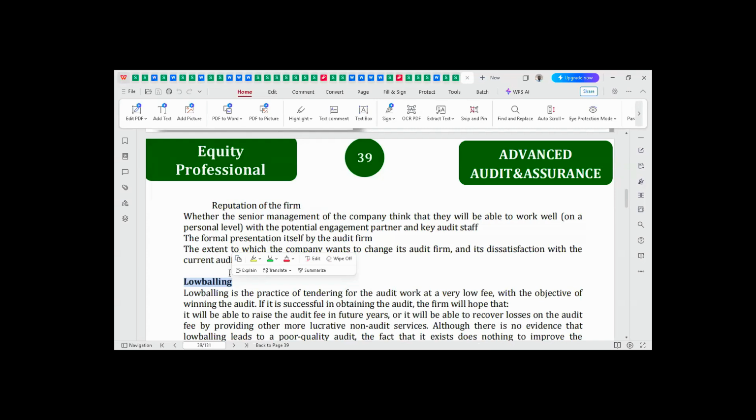Now, lowballing is a practice. That means it is acceptable. It is acceptable in the service sector. So what does it mean? Now, I'm going to put perspective to it.